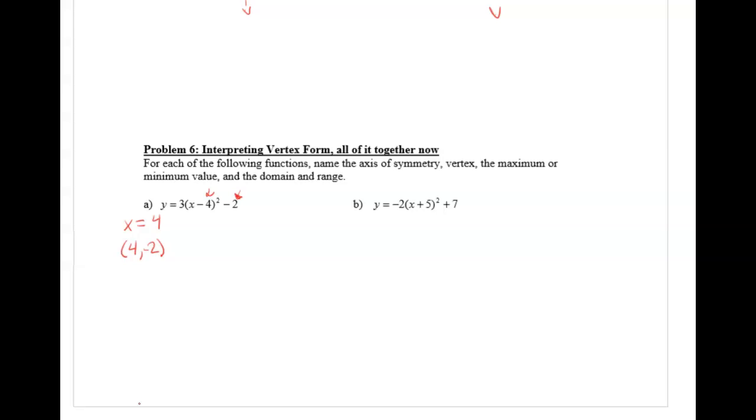Do I have a maximum or minimum? That should be easy to tell. You look directly at A. If A is positive, we are thinking positive thoughts, which means that it would have a minimum value. It bottoms out. And where that minimum happens, that would be at that y value of -2.